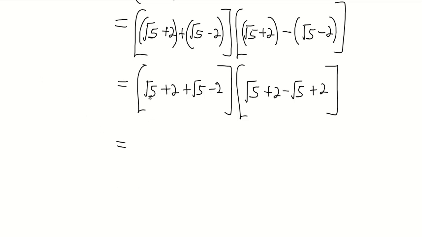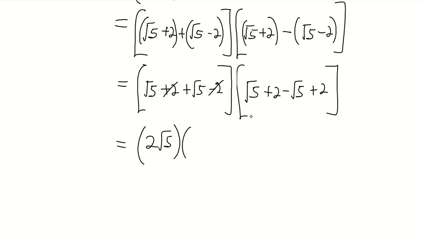So it means that square root of 5 plus square root of 5, we're going to get 2 square root of 5. Now you can see plus 2 and minus 2. So when plus and minus meet, definitely we are going to get 0. So plus and minus of the same number is 0. So we have 0, they cancel out. So we are left with this one.